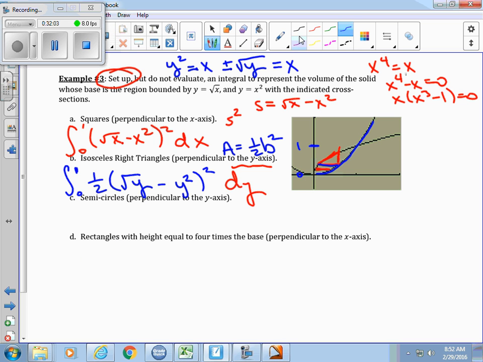Perpendicular to the y-axis again, except this time I am using semicircles. What's the area of a semicircle? 1/2 pi r squared. So what's the thing I need to figure out? What is r? Since I'm perpendicular to the y-axis, I have to do dy. I don't have a choice.